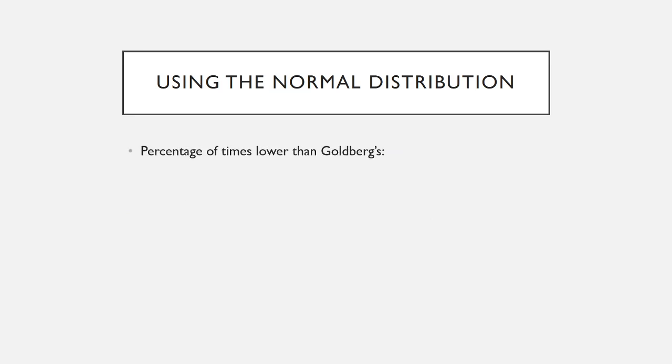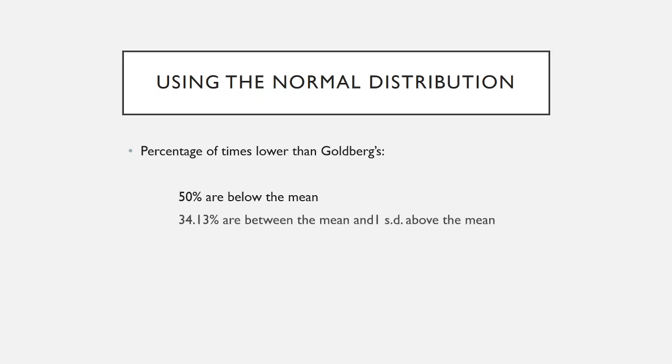What we can then do is use those percentages underneath the normal distribution to figure out what percentage of times were lower than Goldberg's. First off, you want to use what you know about the normal distribution. You know right off the bat that 50% of the scores in the distribution are below the mean, but Goldberg was not at the mean, he was in fact higher than the mean. You know that he was 2 standard deviation units away from the mean, so you have to take into account that 34.13% between the mean and 1 standard deviation. And you need to take into account that 13.59% that lived in between 1 standard deviation and 2 standard deviation units.